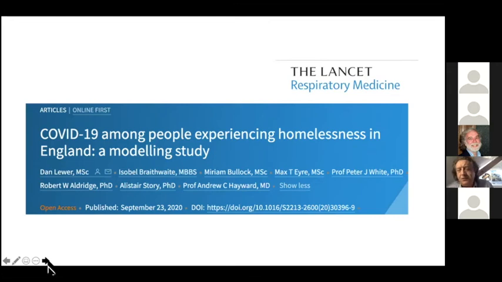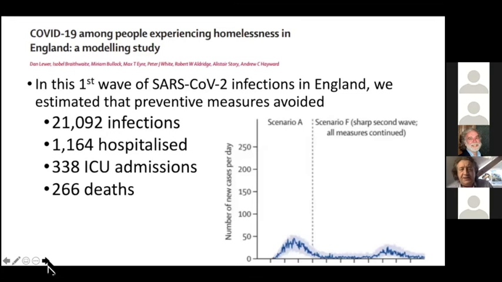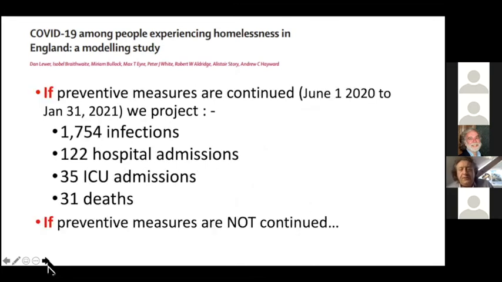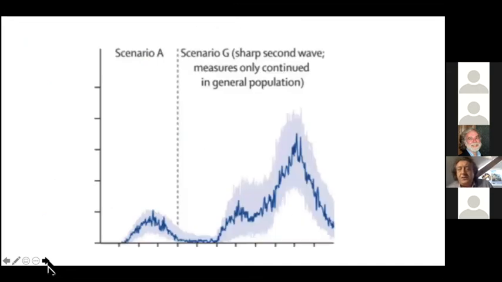And this is a model that we did looking at the impact of that on COVID-related deaths and infections. Overall, we modeled that approach, combined with infection control in existing hostels and outreach of testing, etc., led to a substantial decrease in infections and hospitalizations and ICU admissions and deaths. But we hypothesized that if those measures were not continued, we would see a big wave over the winter.